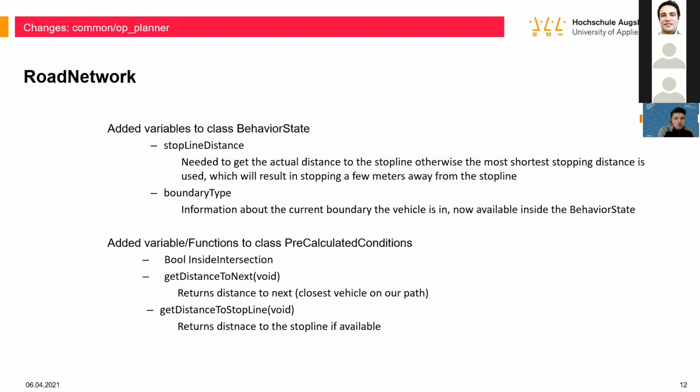The road network, we've added variables to behavior state, and for the pre-calculated conditions, there are some functions or variables available as well. That's what I meant with previously there was a possibility to get the distance, which was basically several safe distances, and to ensure maximum safety, I think Hatem was using the smallest distance, but sometimes you want to have the distance at the stop line to get this next vehicle that's in front of you. That's available now as well.